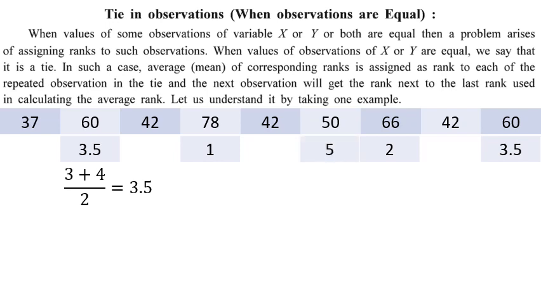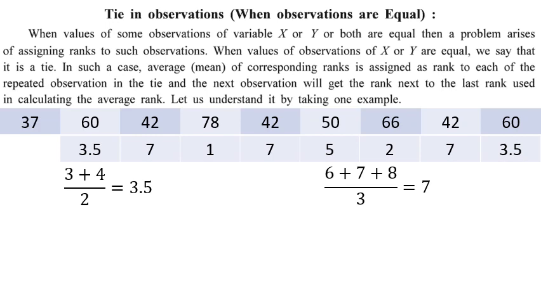Now next is 50. We will assign the fifth rank because third and fourth are over. The next is fifth. After fifth comes the sixth rank. But 42 is there thrice. That is 6, 7 and 8. So we will do 6 plus 7 plus 8 divided by 3. The answer is 7. We will assign 7 to all the three values.